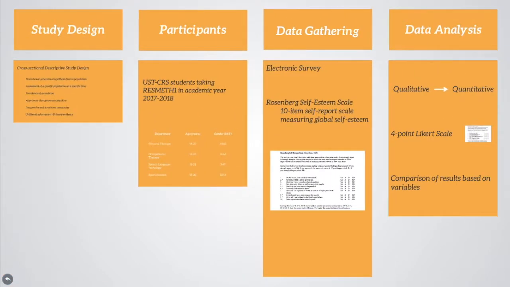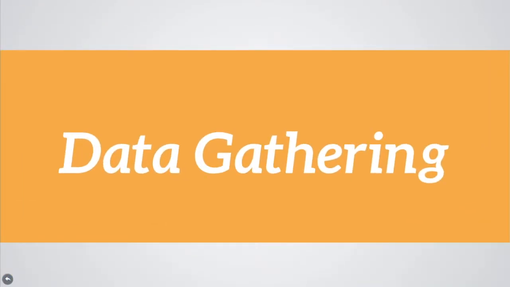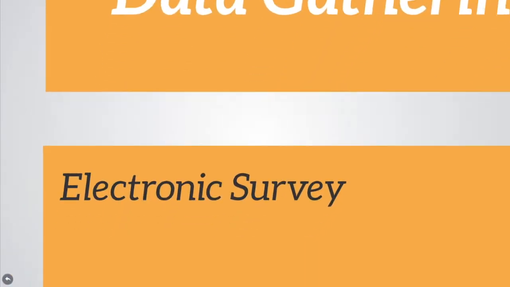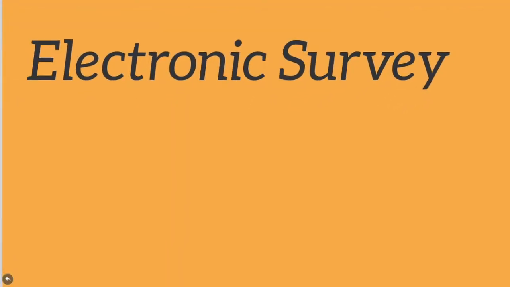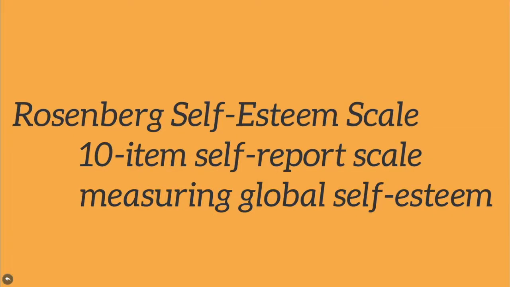The third component is data gathering. This data was gathered via an electronic survey. The Rosenberg Self-Esteem Scale is the most widely used scale of self-esteem by social psychologists. It is a 10-item Likert scale self-report measuring global self-esteem.